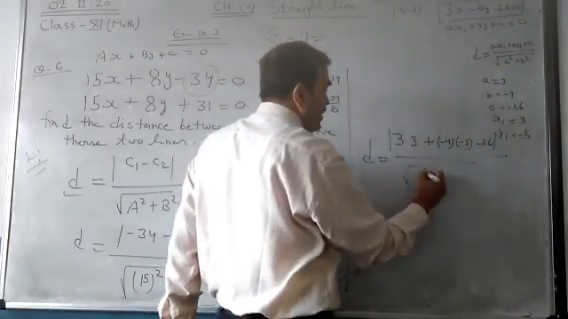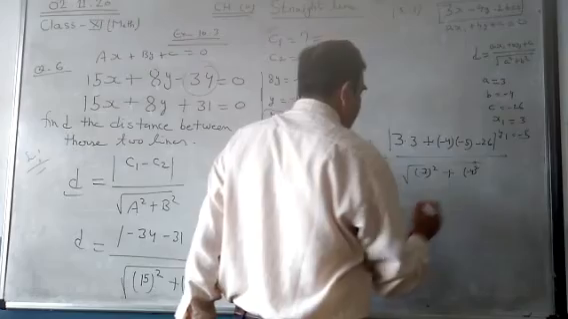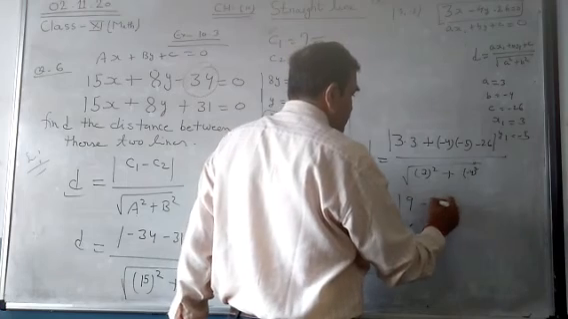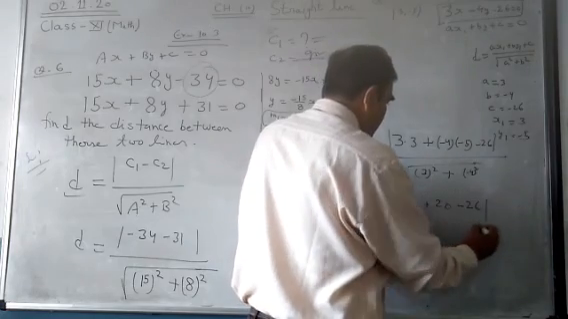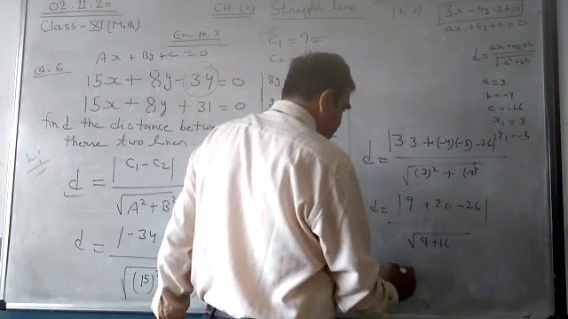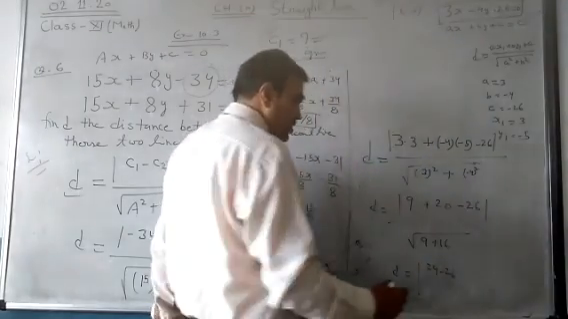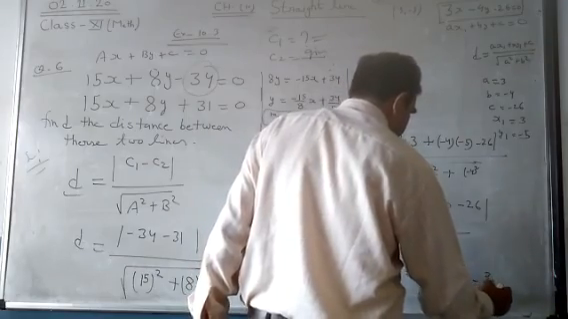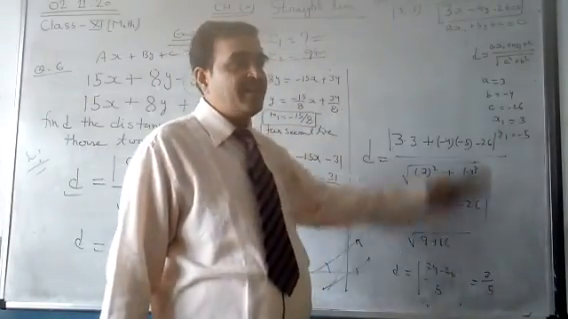A square means 3 square plus b square means minus 4 whole square. So d equals |9 plus 20 minus 26| divided by under root 9 plus 16. So d equals |29 minus 26| upon 5, that is 3 upon 5. This is the distance from 3 comma minus 5.